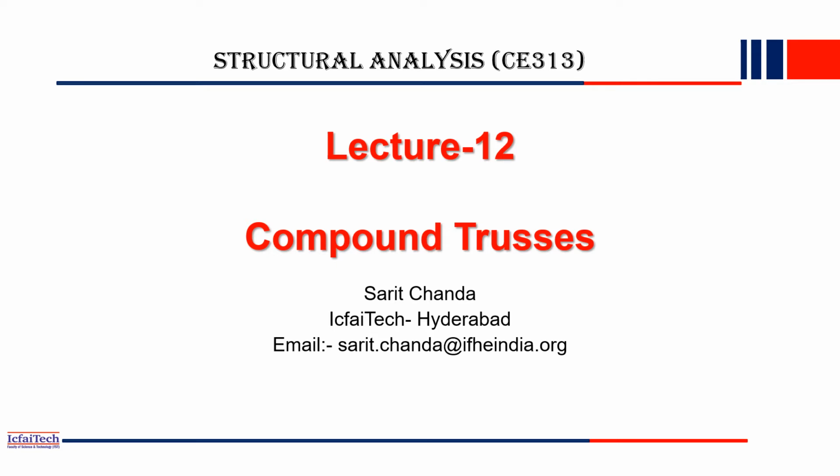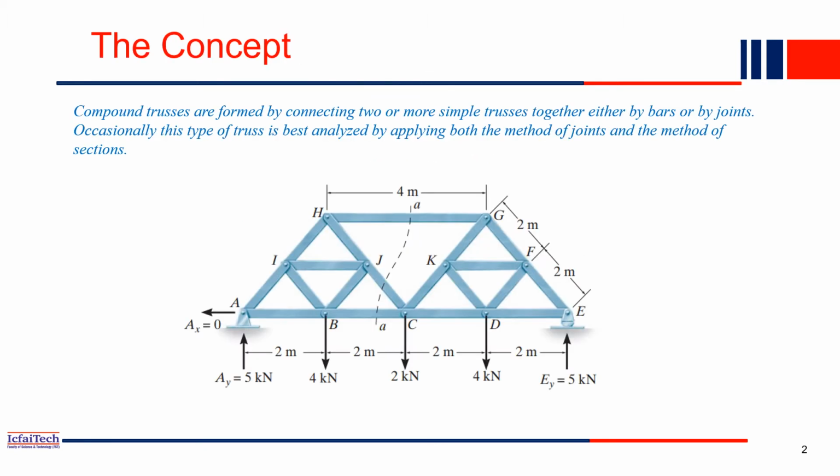Now today we'll discuss the compound truss, how we can analyze the compound truss. As we have already discussed in the earlier classes, there are basically three types of trusses. One was the simple truss, of which we have solved a couple of problems, then we have the compound truss, and lastly we have the complex truss. So what is a compound truss? A compound truss is nothing but a combination of two simple trusses.